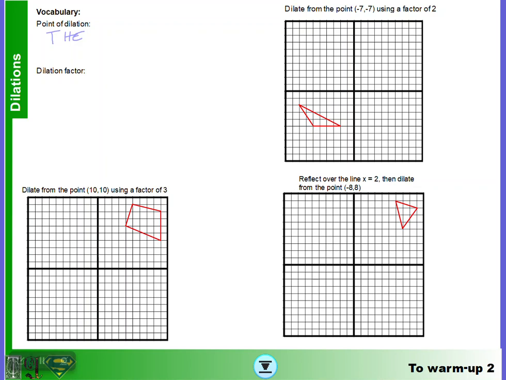Okay. So the point of dilation is the point that a dilation originates from. A dilation factor, this is pretty much the same thing as a scale factor. And that is the factor that we're multiplying the side lengths by.